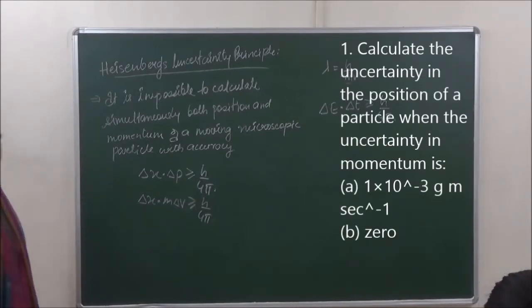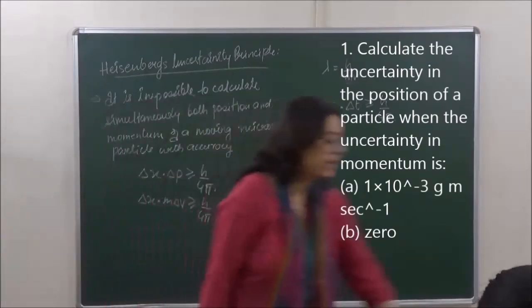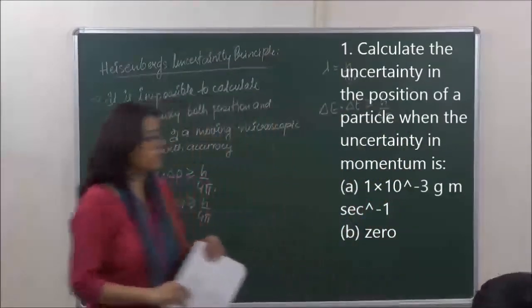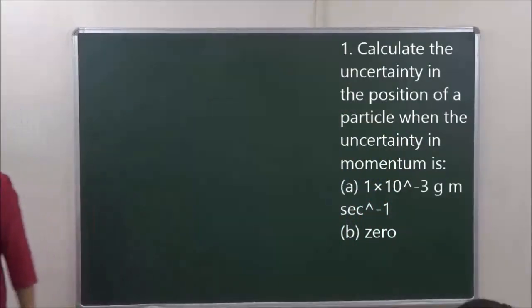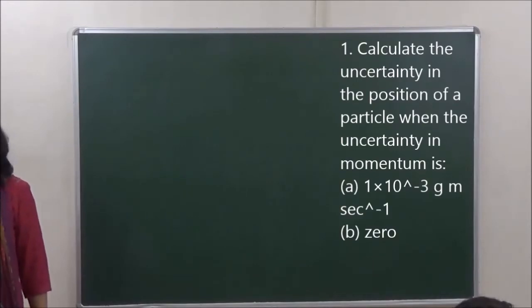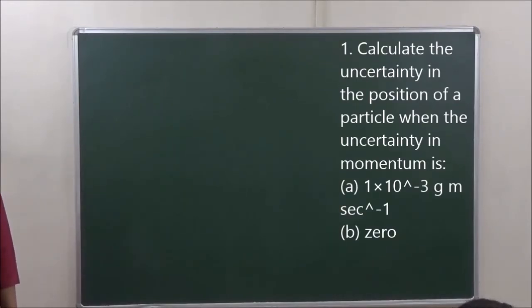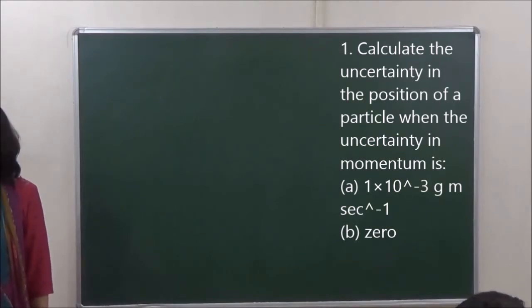Then we have a few questions which we will do in our next section. Let's see which are the questions. First question is: calculate the uncertainty in position of a particle when the uncertainty in momentum is 1 into 10 raised to power minus 3 gram centimeter per second, and B, 0.